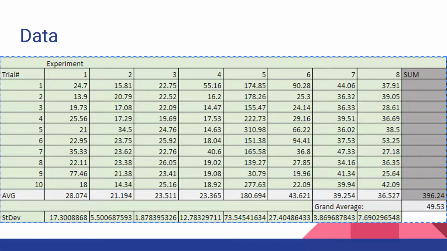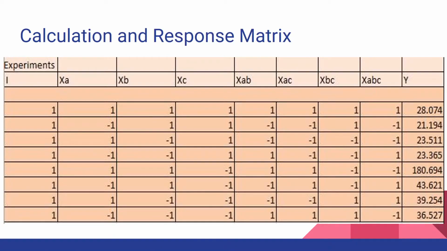This chart shows all the data that we collected throughout the experiment. It shows that we had 8 different combinations, and we did 10 trials for each. It shows our average at the bottom of our 8 combinations, and then it gives us our grand average of 49.53 seconds per the download speed, and it also gives us our standard deviation along the very bottom. The calculation and response matrix gives us our average times for our 8 combinations. It also represents our factors in either plus or -1.